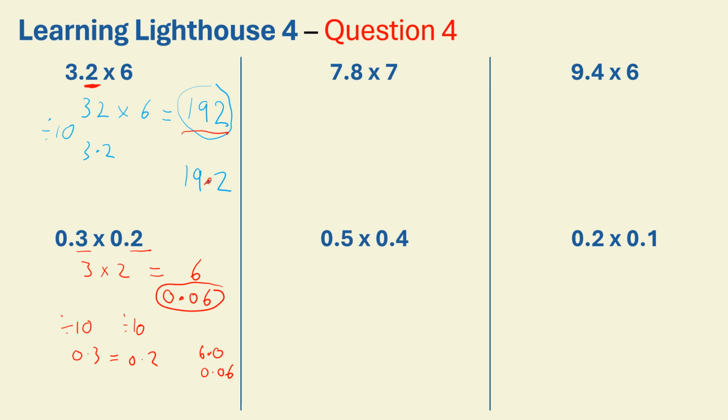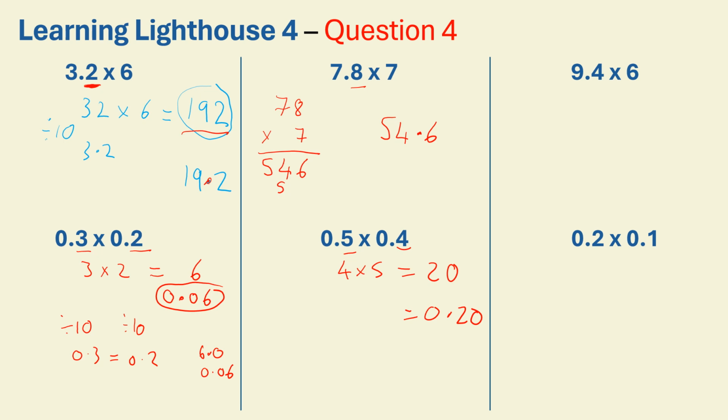Column 2. So we might have to do 78 times 7 to begin with. 7 8s are 56. 7 7s are 49. So 546. We've got one number after the point, so I'm going to call that 54.6. Quick check. This is roughly 8. This is roughly 7. 8 7s are 56. That seems about right to me. 0.5 times 0.4. Well, 4 times 5 is 20. I've got two numbers after the point, 0.20 or 0.2.